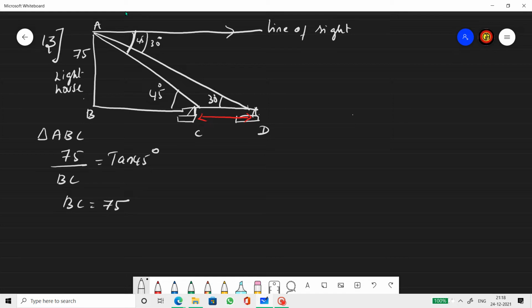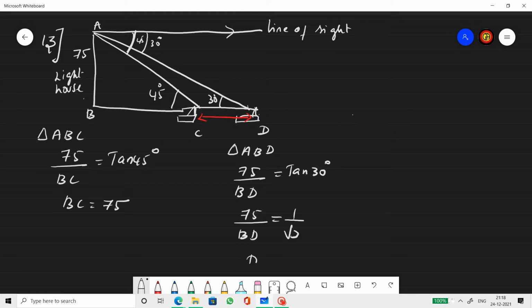Now, in triangle ABD, 75 by BD equals tan 30. So 75 by BD equals 1 by root 3. So BD equals 75 root 3. What we need to find is the distance between the two ships. So that means the distance CD, which has been highlighted in red color.